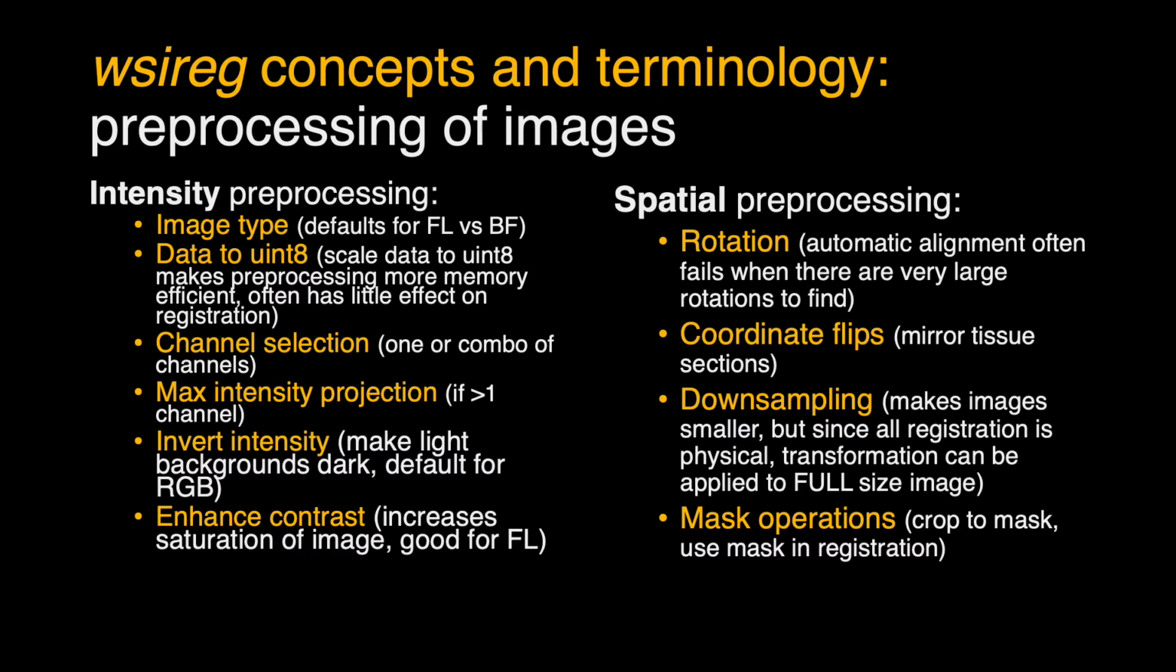downsampling, so this makes the images smaller for pre-processing and registration purposes. But all of the registration, again, being in physical coordinate space, the transformation can be applied to the full-size image. So you can downsample by 4x on each image and have a much smaller memory footprint, but when it actually applies that transformation to the other image, it'll go back to the full resolution automatically. As well, there are some mask operations that we'll explore in detail later.